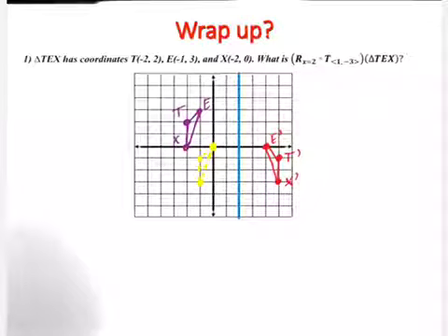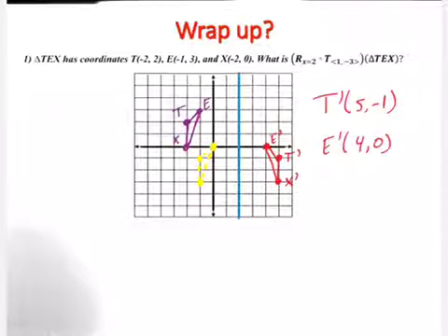So these are our image points. And so we've got T prime has the coordinate (5, -1). E prime has the coordinate (4, 0). And X prime has the coordinate (5, -3).